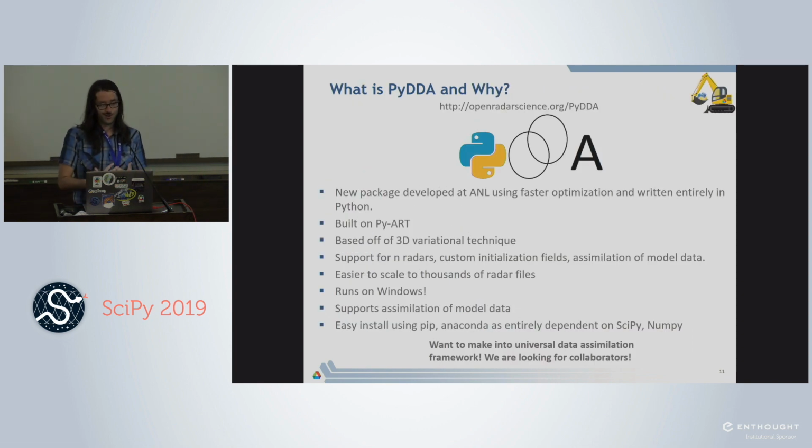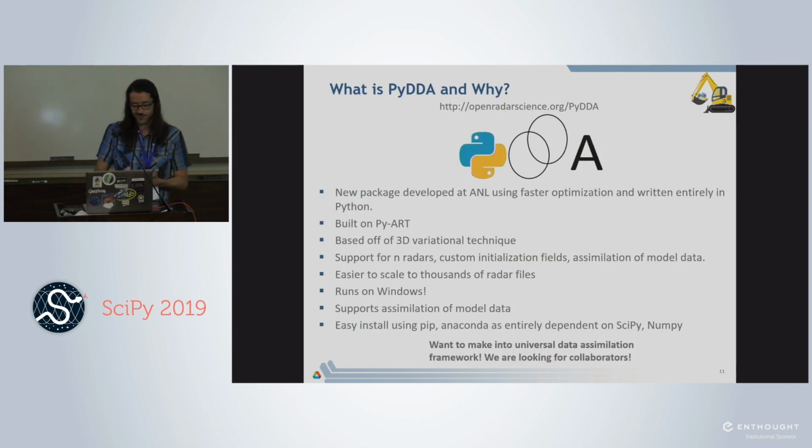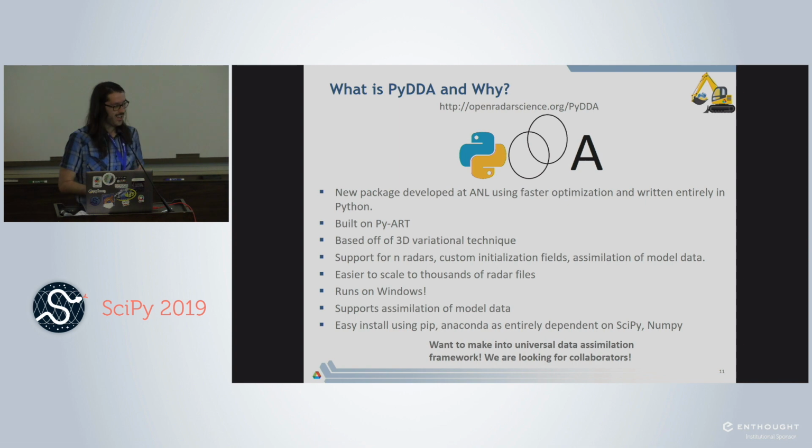So that alone would motivate me to develop my own Python package called PyDDA. And it's again built off the Python ARM Radar Toolkit. Some in the room have probably used this at some point, but it's a commonly used utility for radar analysis. Again, it's based off the 3D variational technique, and you can support as many radars as you need. You can customize initialization fields, and I'll go into that more in a second. You can also integrate in model data, and I currently have support for WRF, HRRR, and ERA-Interim. It runs on Windows, and you can do a pip install or a conda install. So it's easy.